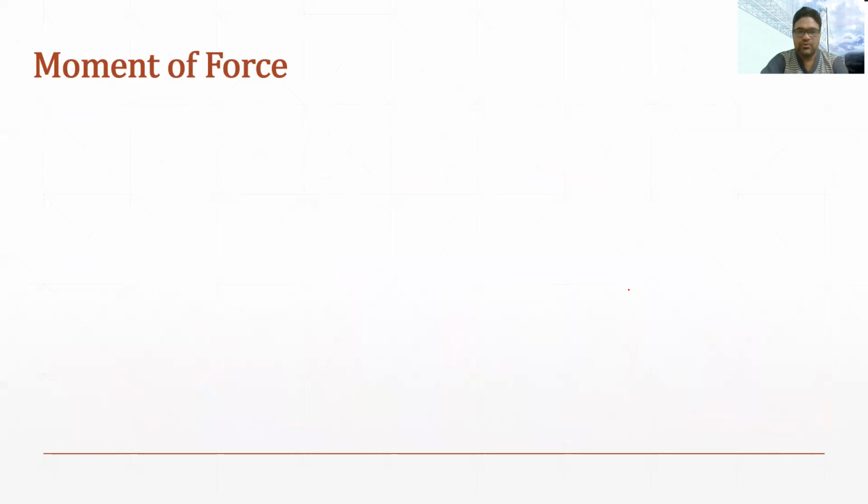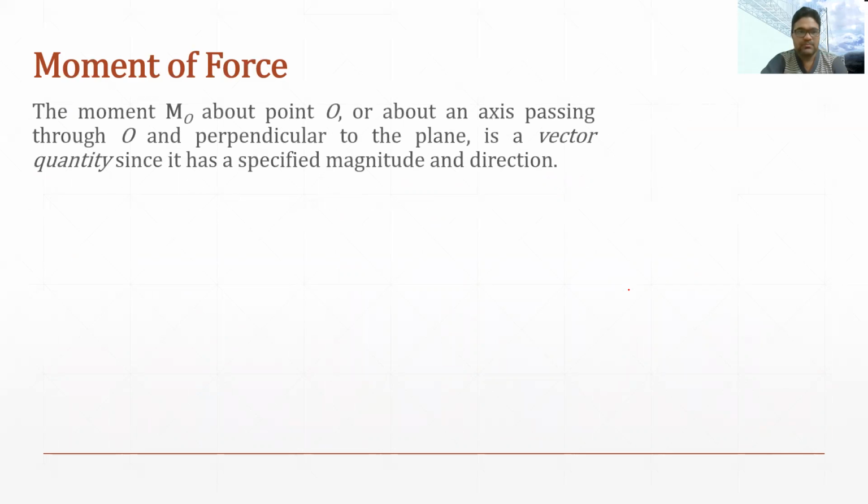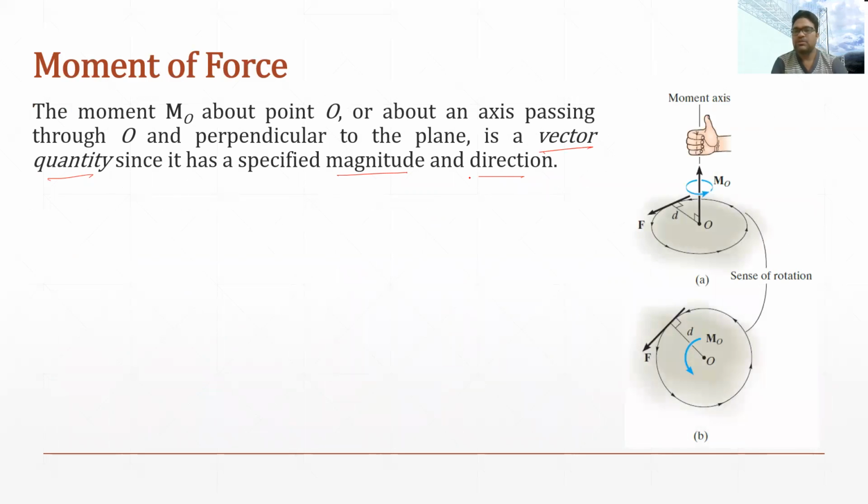Now we will try to know more about the moment of force. Moment of force is a vector quantity because it has a specified magnitude and a proper direction. We can understand this with this figure. You can see this is the force, and the force is rotating about point O, and you can see there is a vertical axis about point O.